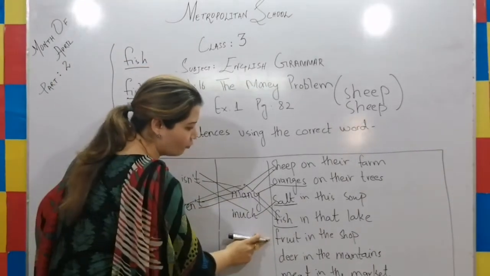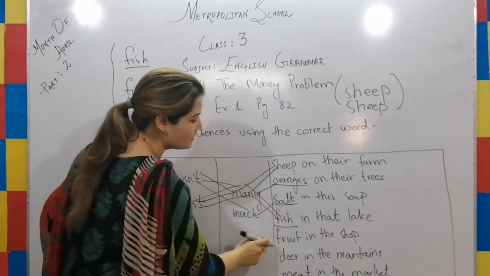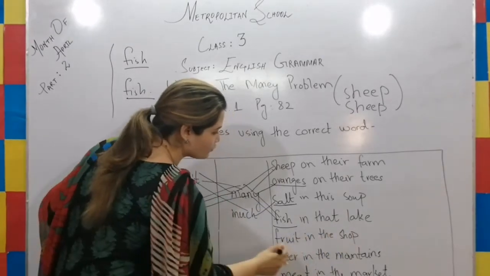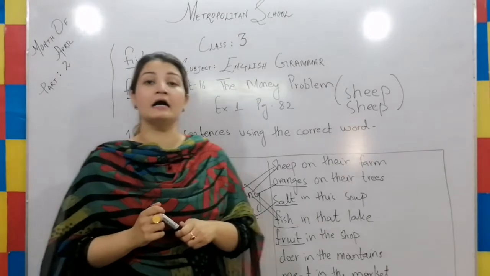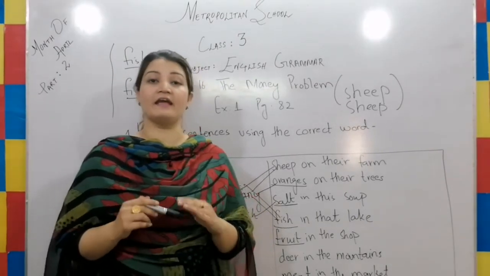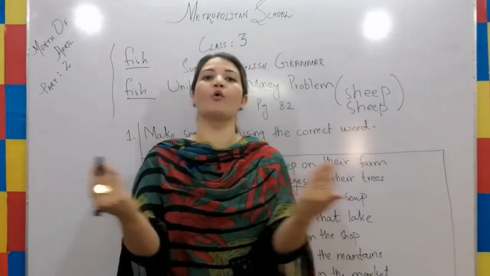Let's move towards the fifth sentence, which is fruit in the shop. Now my dear students, fruit is an uncountable thing whenever we talk about it as a whole.